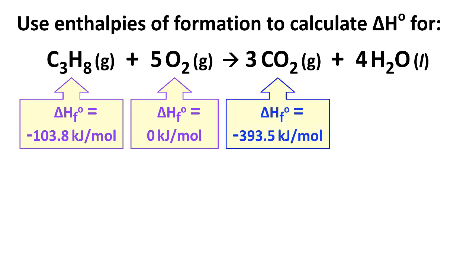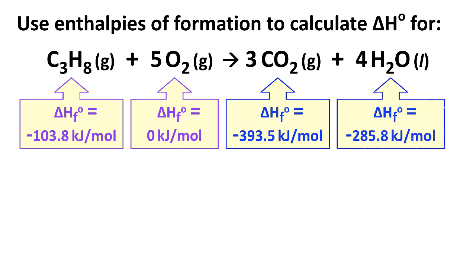CO2, we saw this before, has a delta H of formation of negative 393.5 kilojoules per mole. And then liquid water is negative 285.8 kilojoules per mole. I'm using liquid here rather than gas because at 25 degrees Celsius, the water that was produced by the combustion, maybe as steam because it was hot, is now liquid once it has come back to room temperature.